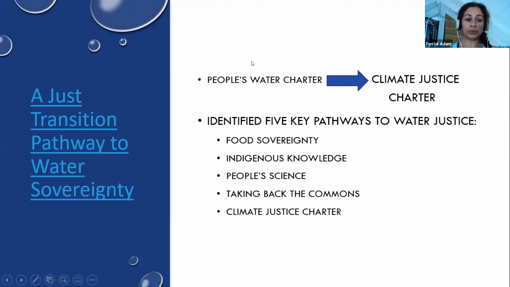So then we get to the last section, which is the just transition pathway to water sovereignty. And in that, like I said to you, we first talked about a people's water charter, and now that has been changed to be a much bigger, more inclusive process, which is the climate justice charter. And we've identified 5 key pathways to water justice, which is food sovereignty, and I think that John's presentation is very much part of that. Indigenous knowledge, recognition of Indigenous knowledge, using people's science to take back the commons, and then of course the climate justice charter. Those were the 5 key pathways that we identified within the guide.